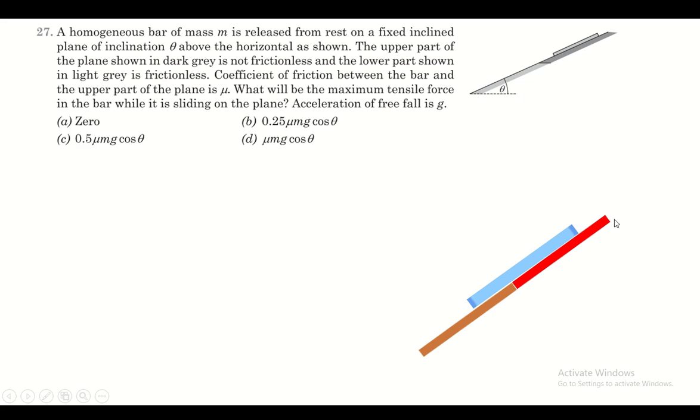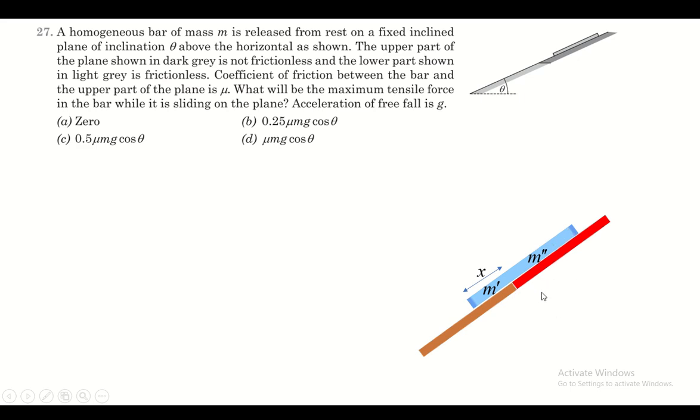So in this figure, this red one is showing the rough part of the surface while this brown color is showing the smooth part of the surface, and this is the position of the rod or bar at some instant. And suppose the length of this bar on this smooth surface is x, and let these masses be m dash on the smooth part and m double dash on the rough part.